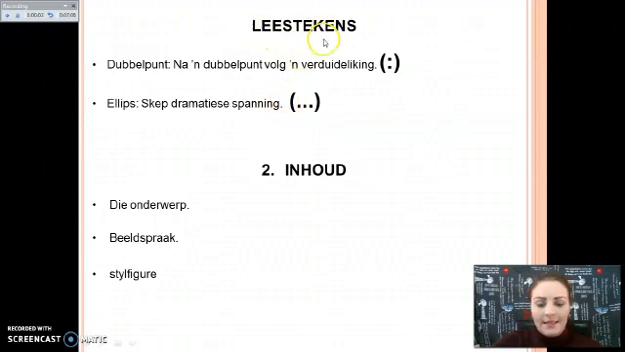Now, leestekens, punctuation. If you see a colon, a dubbelpunt, in a line of a poem, it usually means an explanation, a verduideliking sal volg. If you see an ellipsis, which is those 3 dots in a line of a poem, it basically is telling us that the sentence is incomplete, but it also creates a bit of dramatic tension.